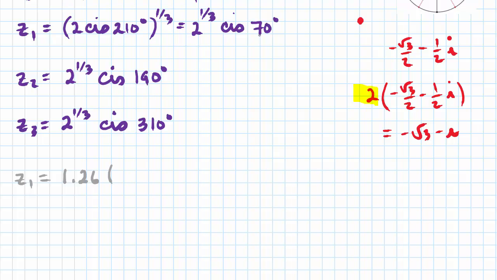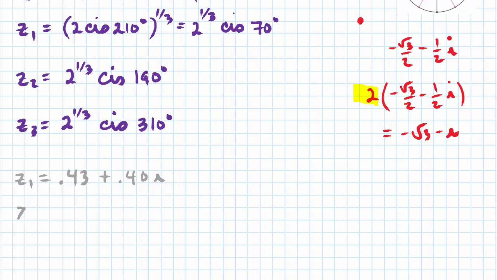So instead, let me rewrite this. I'm going to take this 2 to the 1/3 power and multiply it by cosine of 70 degrees. And when I multiply that by cosine of 70 degrees, I will get 0.43. I'm going to round that to the nearest hundredth. So 0.43. And then I'm going to do 2 to the 1/3 and multiply it by sine of 70 degrees. And that will be 0.40i. So there's the first one in standard form.